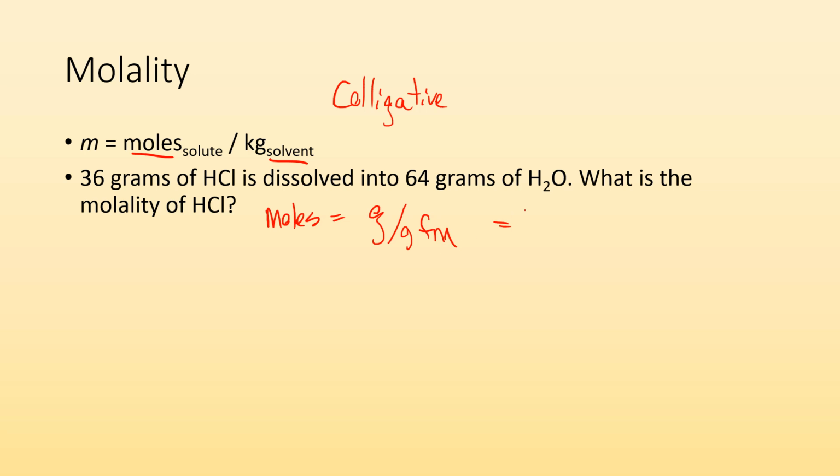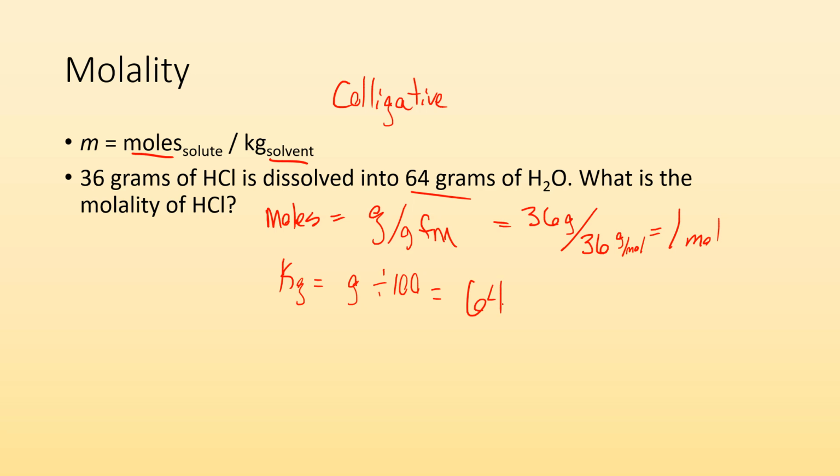So I would go, all right, well, I got 36 grams of HCl, and if I only go to the ones place, the gram formula mass for HCl is 36 grams per mole, so I end up with 1 mole. Now, kilograms of solvent, well, if I have 64 grams, how do I get kilograms? It's going to equal the grams divided by 1,000, because there's 1,000 grams in 1 kilogram. So 64 divided by 1,000, I end up with 0.064 kilograms.